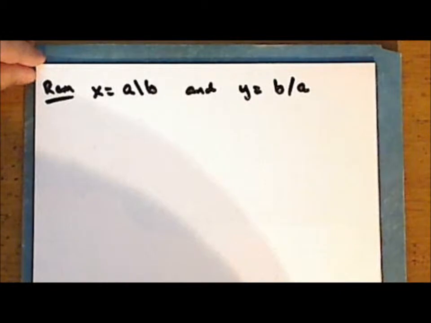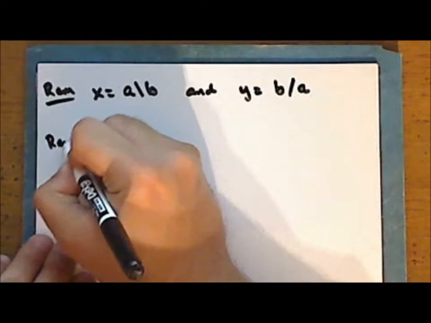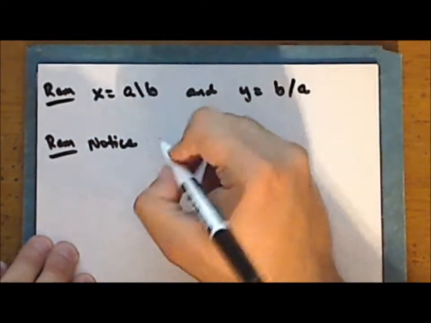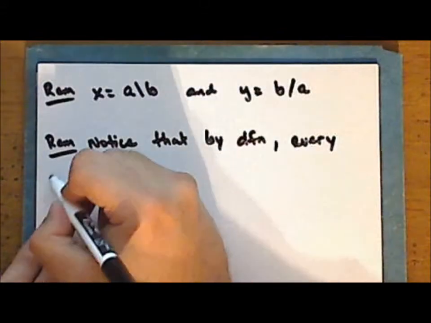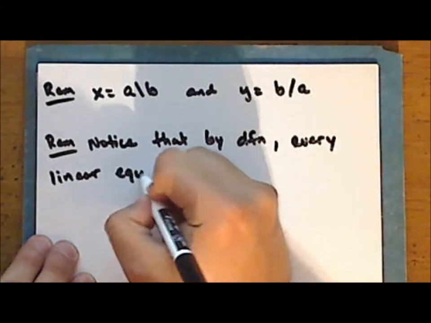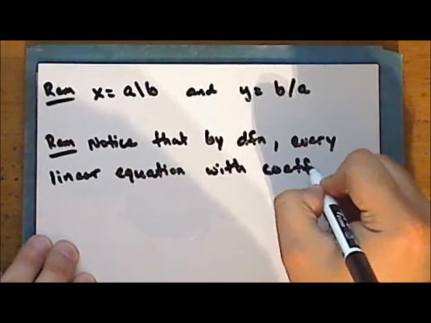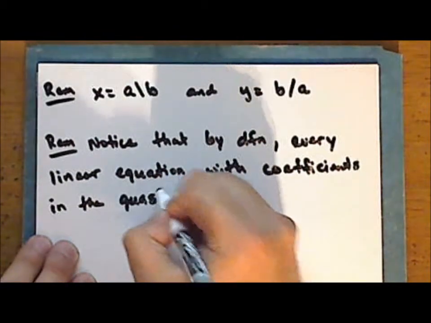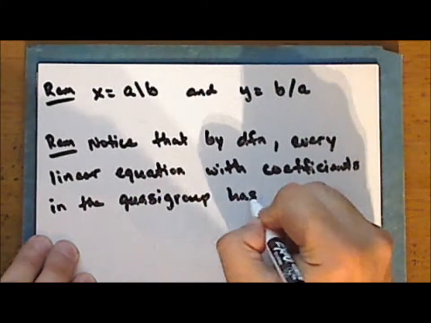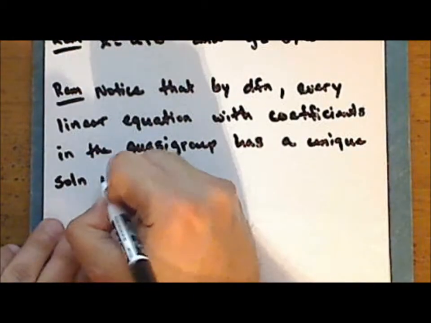And so again, one description of a quasigroup is that it is a magma for which it is always possible to divide one element by another and remain in the magma. Another thing to notice is that by definition, every linear equation with coefficients in the quasigroup has a unique solution, also in the quasigroup.